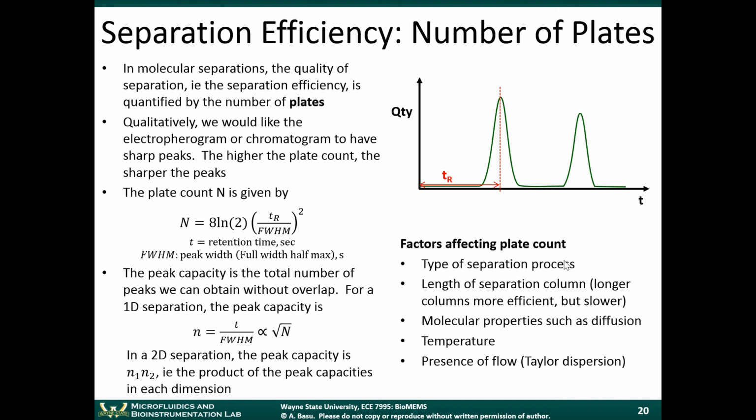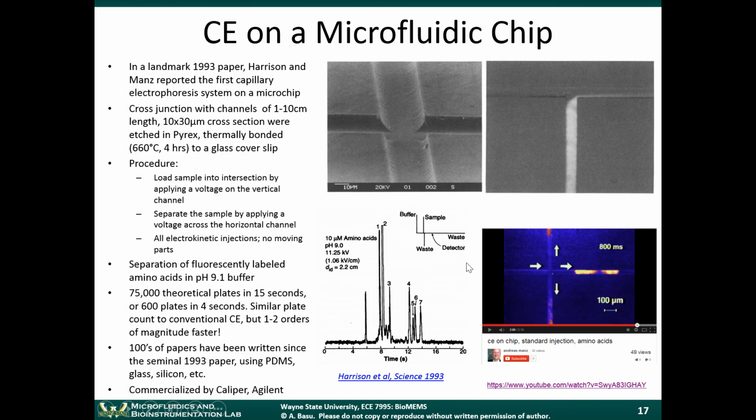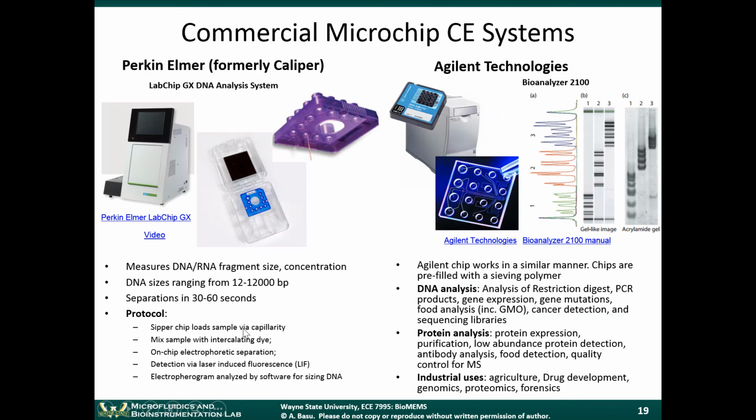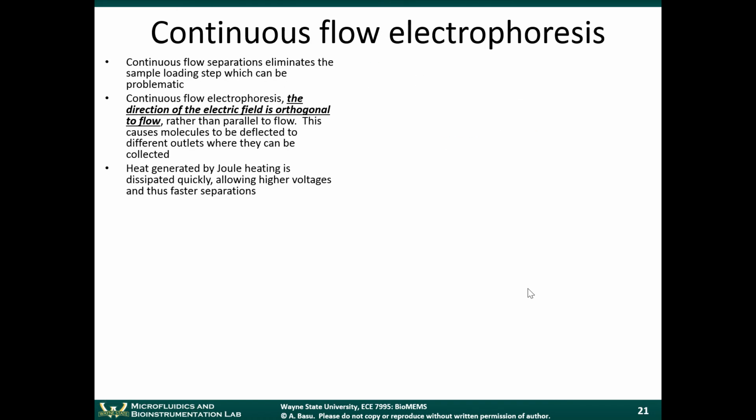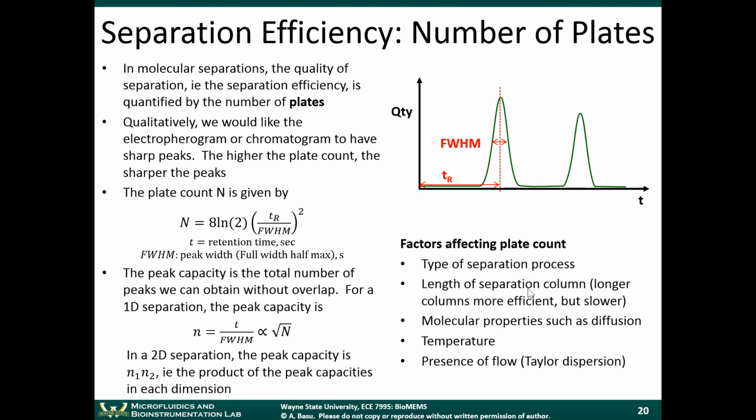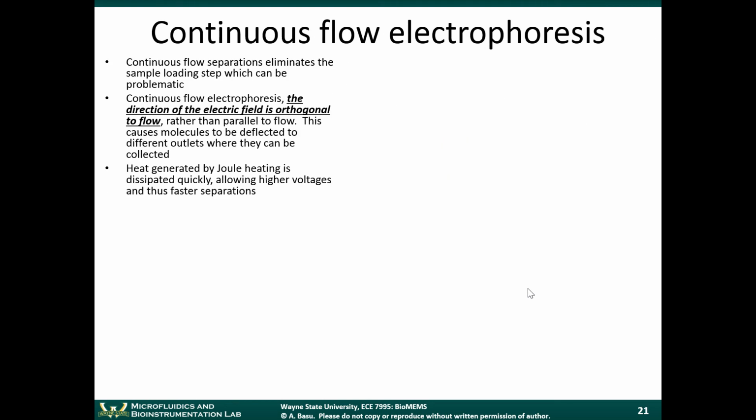So going back to this slide earlier, 75,000 plates in 15 seconds is pretty remarkable, because it's similar to conventional CE, except the time of separation is much faster. So continuous flow electrophoresis eliminates the sample loading step. This is another way to do electrophoresis. So let's look at the difference here.